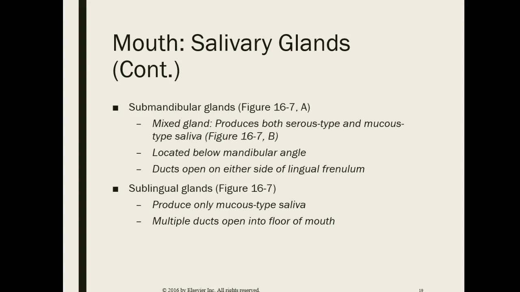And then the sublingual glands are only going to produce mucus type saliva, and they have multiple ducts that open into the floor of the mouth. So each sublingual gland has about 10 to 15 ducts that are located, again, in the floor of the mouth.